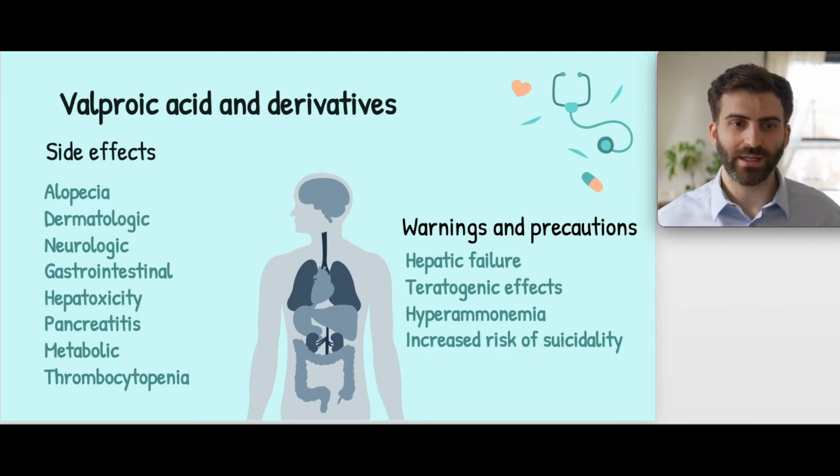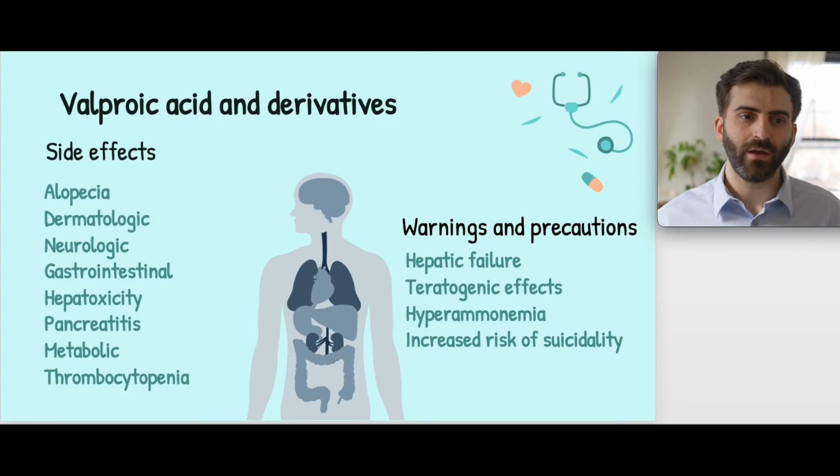Side effects can be seen here. There are many similarities to lithium in some of the side effects, like alopecia. Some differences are dermatologic. Valproic acid is known for rashes as compared to acne. One other difference is that with lithium, you're concerned about the kidneys. With valproic acid products, you're concerned about the liver, so you check liver function tests.